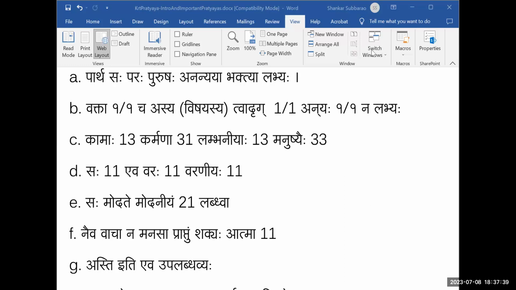Good. Is this clear? Is the usage clear to all of you? This is how we have to understand. We take sentences and try to understand them threadbare. All right. Now it's 6:40. So let us look at a new topic now.